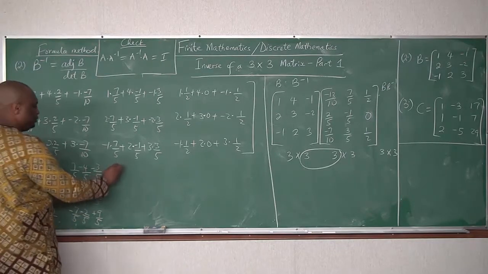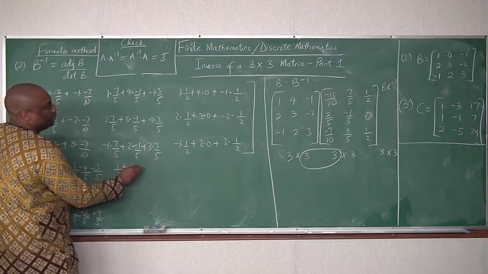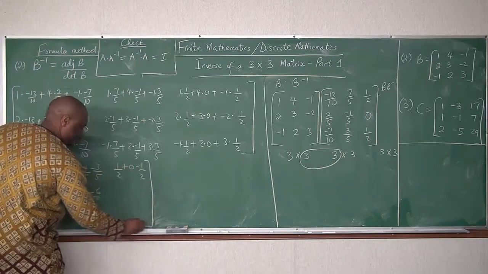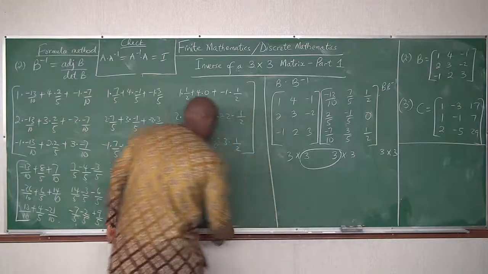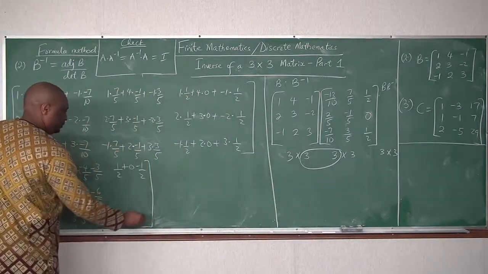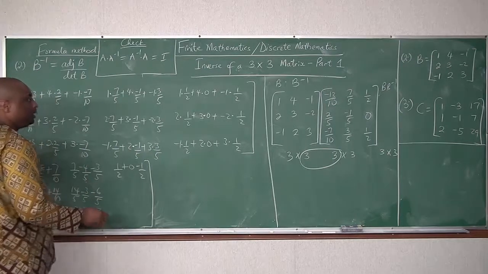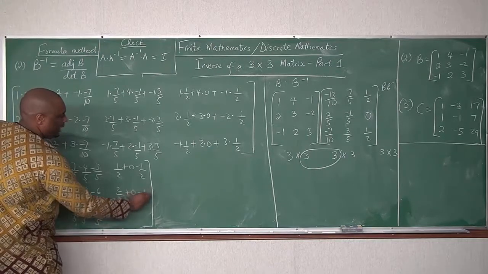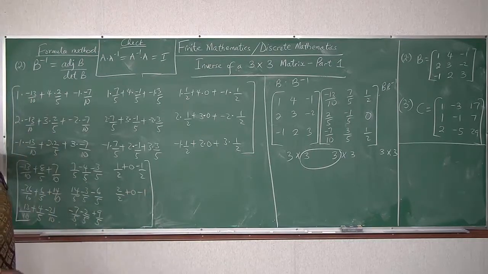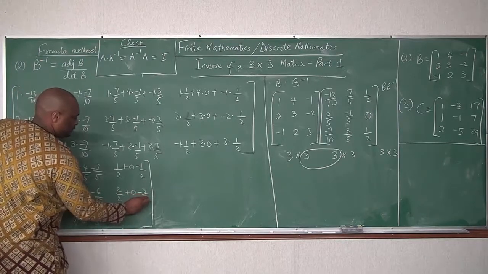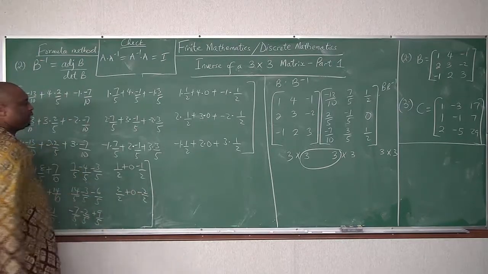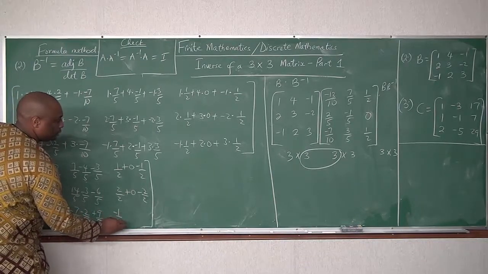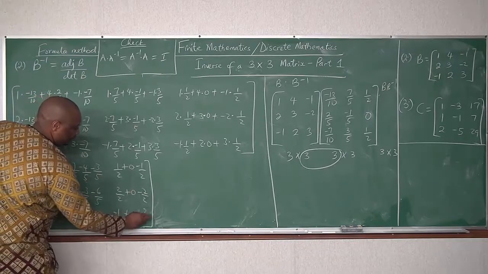Then here, 1 over 2 plus 0 minus 1 over 2. Then this will be 2 over 2 plus 0 minus 1. Yeah, 2 over 2. Or why don't we just put 1? That's fine. It still cancels out anyway. And this is negative 1 over 2 plus 0 plus 3 over 2.